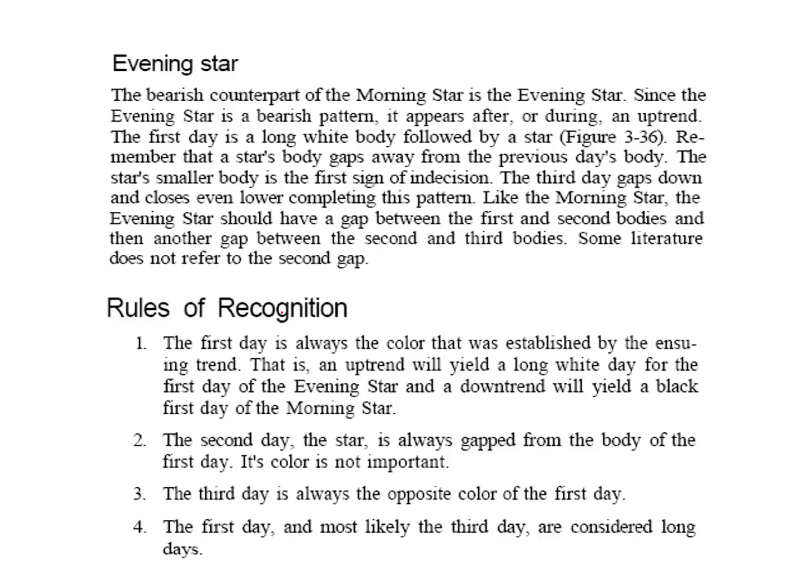Rules for recognition. The first day is always the color that was established by the prevailing trend. That is, an uptrend will yield a long white day for the first day of the evening star, and a downtrend will yield a black first day of the morning star. The second day, the star, is always gapped from the body of the first day. Its color is not important, so it could be either white or black. The third day is always the opposite color of the first day. So if it is a downtrend, the first day is black, then the third day will be white. And if it is an uptrend, the first day is white and the third day will be black. The first day and most likely the third day are considered long days.